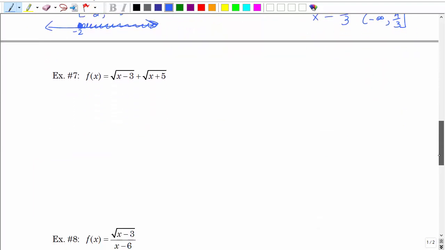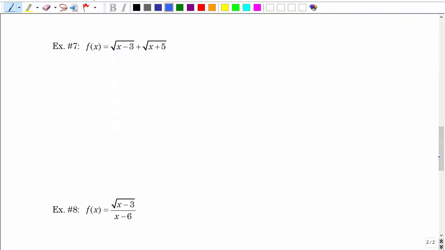Let's get a little bit trickier on these next two examples. Number 7 is a combination, so we have to look at both. We have to look at x minus 3 and x plus 5. Both of those have to be true. They both have to be greater than or equal to 0. So we have x is greater than or equal to 3, adding 3, and x is greater than or equal to negative 5. This answer is not acceptable. Not finished.